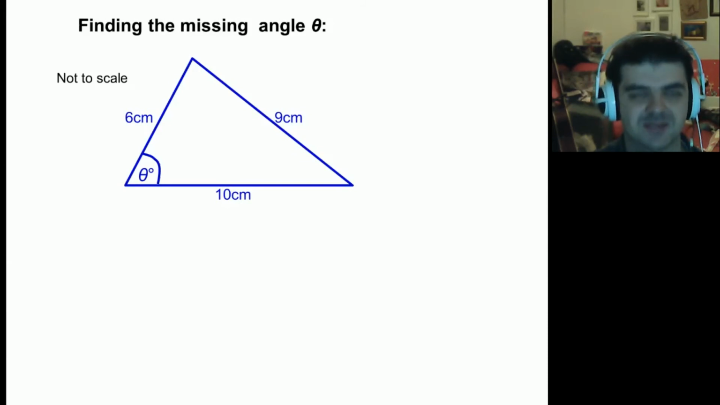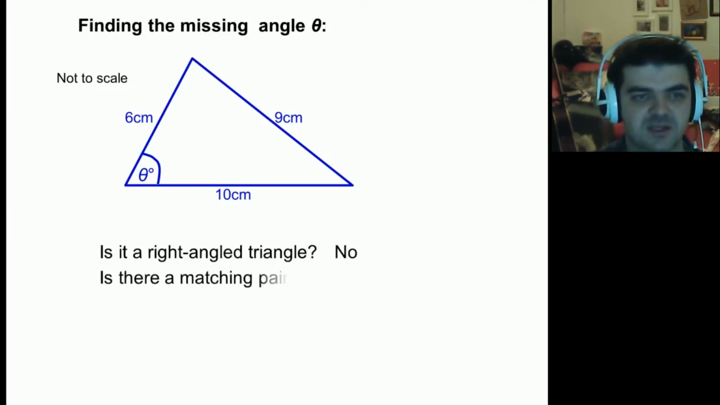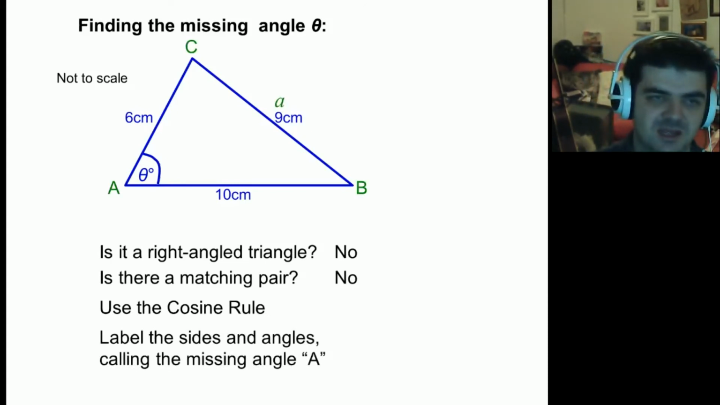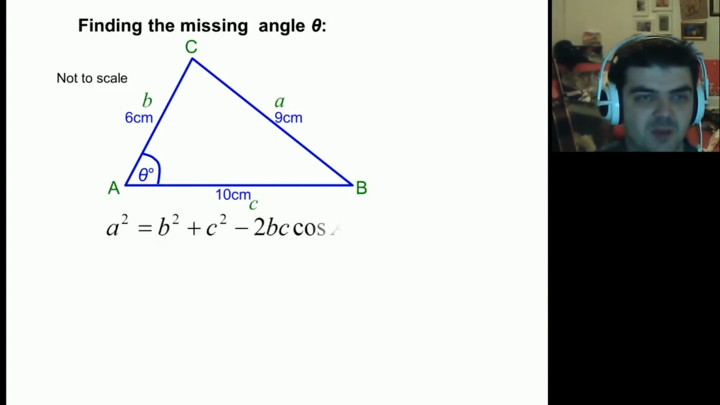What if we want to find the missing angle? Is it right angled again? Doesn't look like it. Matching pair? No. Use the cosine rule. We're going to call our sides A, B, and C. The missing angle is going to be A, and then we'll label our sides appropriately A, B, and C. And we'll look at our formula.